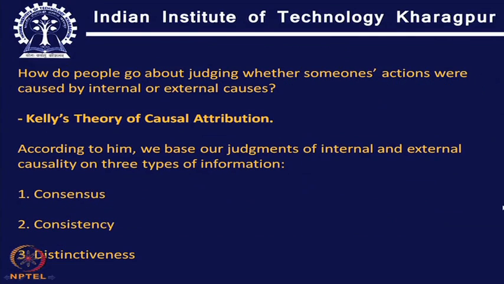Now, Kelly's theory of attribution tells us there are three important pointers to determine whether the behavior is internally caused or externally caused, and these three pointers are called consensus, second is consistency, and third is distinctiveness. Consensus, consistency, distinctiveness.